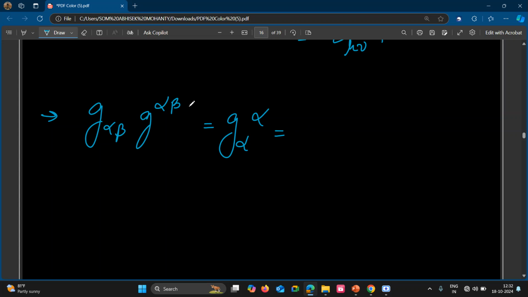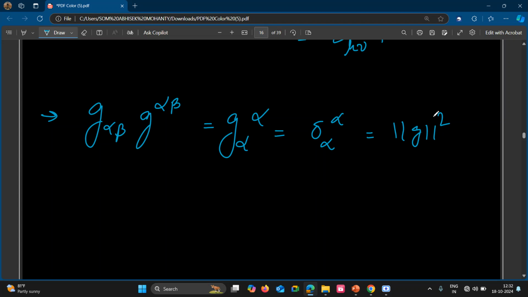So this is right. Another point: for the metric tensor, the trace is equal to the norm. So g alpha beta into g alpha beta is equal to g alpha alpha, where beta beta can be cancelled out, which is delta alpha alpha, which is your g square. So these are the uses: lowering, raising, all of that.